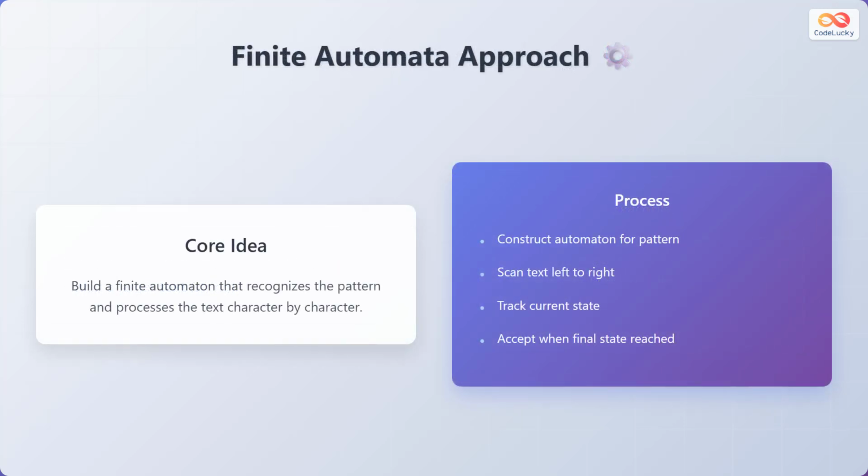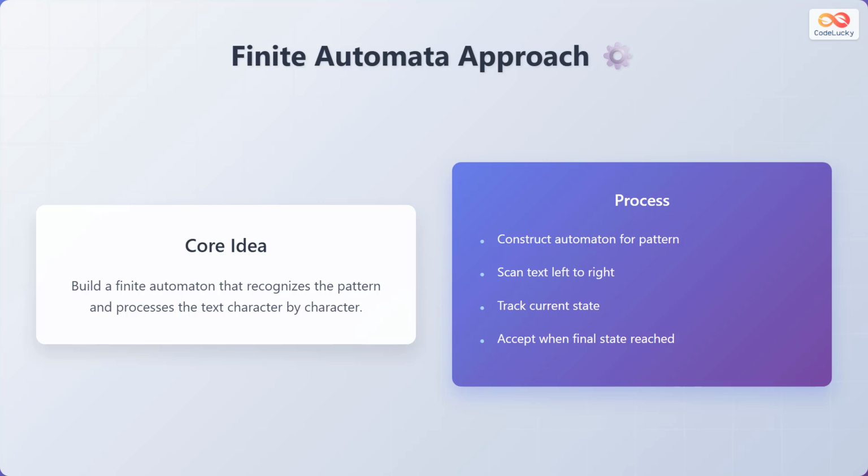One powerful approach to pattern matching involves using finite automata. The core idea here is to construct a finite automaton, which is a type of machine that recognizes the pattern we're searching for. This automaton then processes the text character by character.